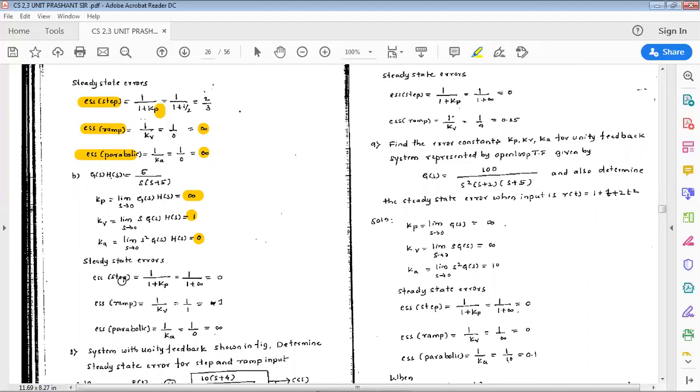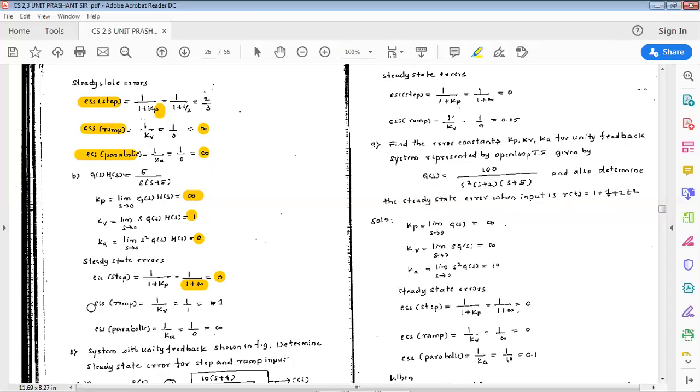Steady state error due to step input is given as 1 by 1 plus Kp. Substitute the value of Kp here, infinite. Infinite plus 1 again will be an infinite value. 1 divided by infinite will be 0. So therefore, steady state error due to step input will be 0.